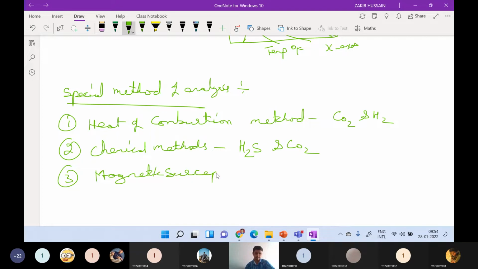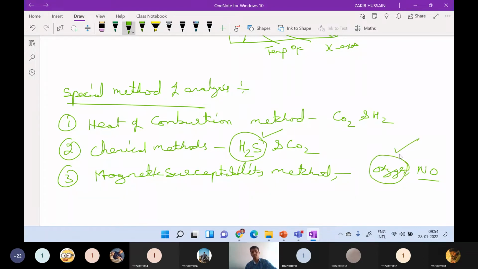The magnetic susceptibility method is used to measure or estimate oxygen and nitrous oxide. We can easily measure them using these methods. Among these special methods, you have only the H2S detection system and the oxygen detection system in your syllabus. The rest we are not going to cover: CO2, H2 and nitrous oxide. Among them, only one chemical method and one magnetic susceptibility method is there for your syllabus.